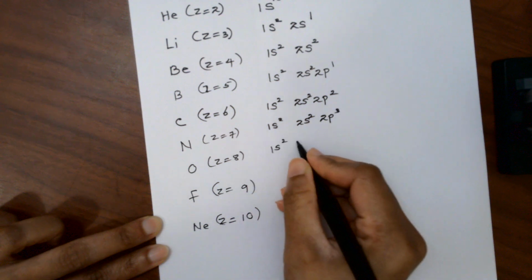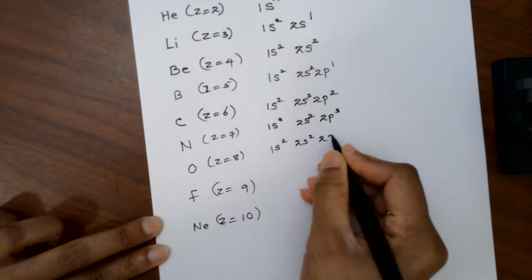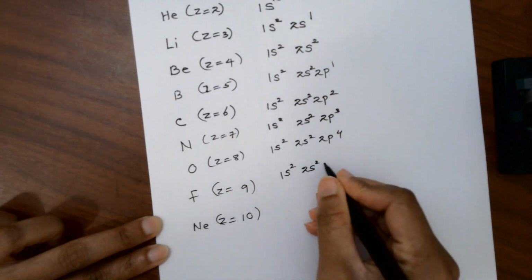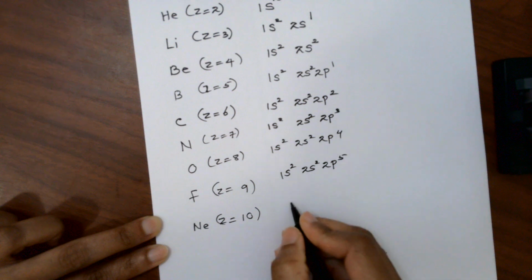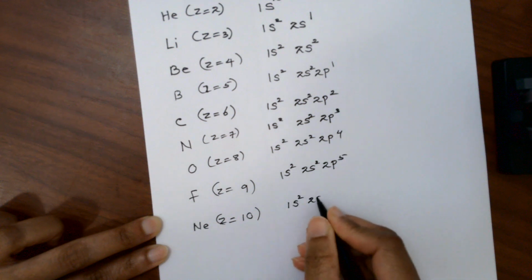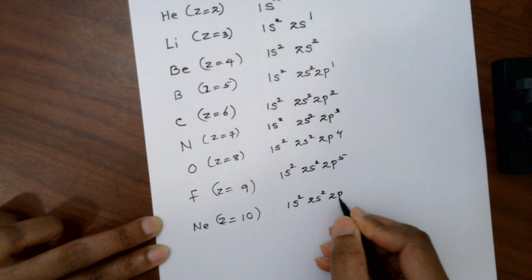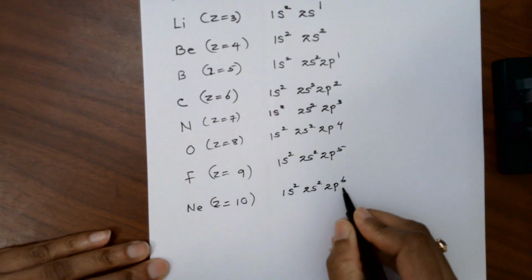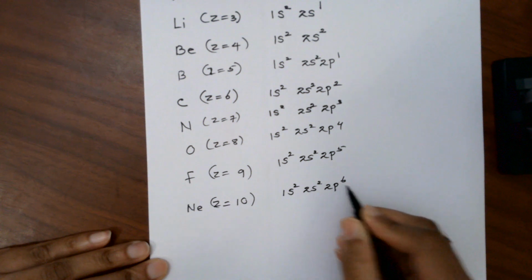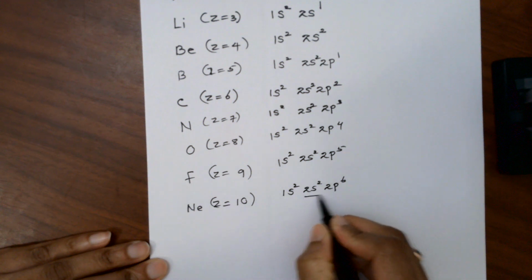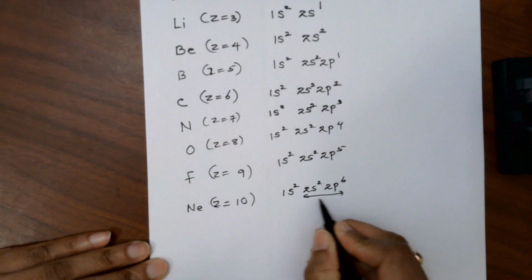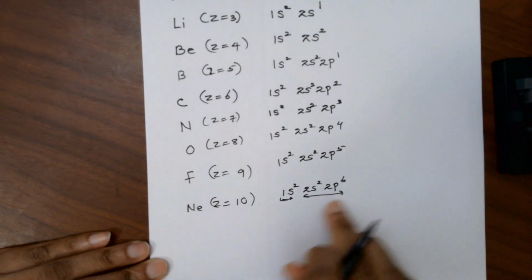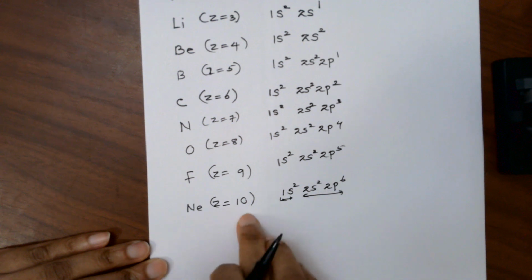then 1s2, 2s2, 2p4 for oxygen, and 2p6 for neon. The s level holds a maximum of 2 and the p level you can fill up to 6. Now the n equals 2 level is completely filled, having 8 electrons. And n equals 1 has 2 electrons. So a maximum of 10 electrons for neon.